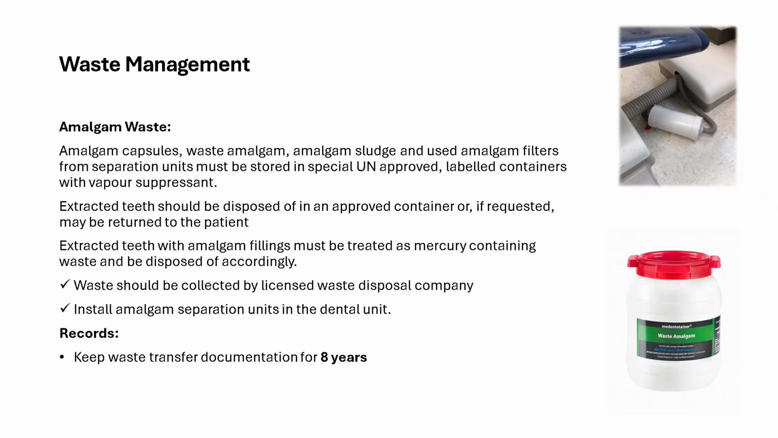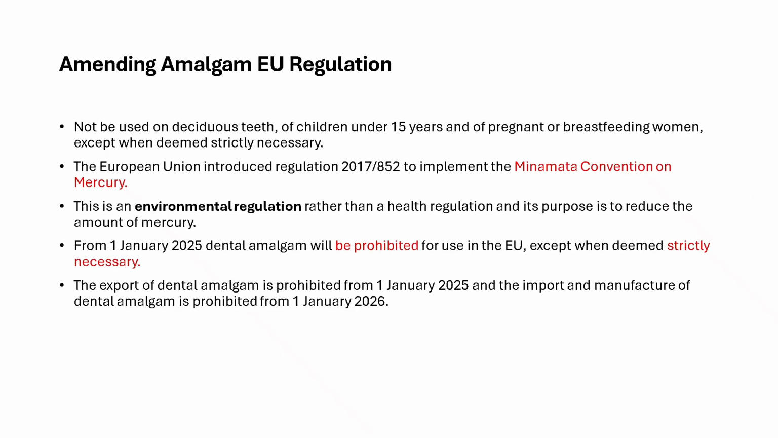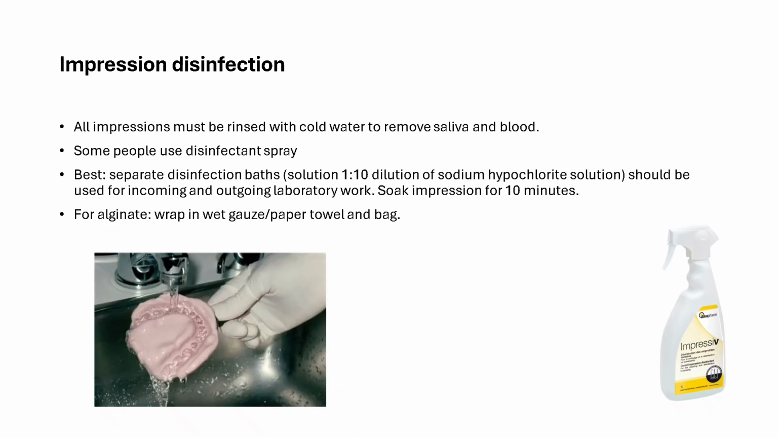The EU has introduced a regulation called the Minamata Convention on Mercury. The aim is to reduce the amount of mercury in the environment because mercury is an environmental contaminant. So the use of amalgam, except when necessary, has been prohibited in 2025, as well as exporting it. And the import and manufacture of amalgam has been prohibited in January 2026. This regulation applies to all patients, with very strict restrictions on using amalgam on deciduous teeth of children less than 15 years of age and pregnant and breastfeeding women.